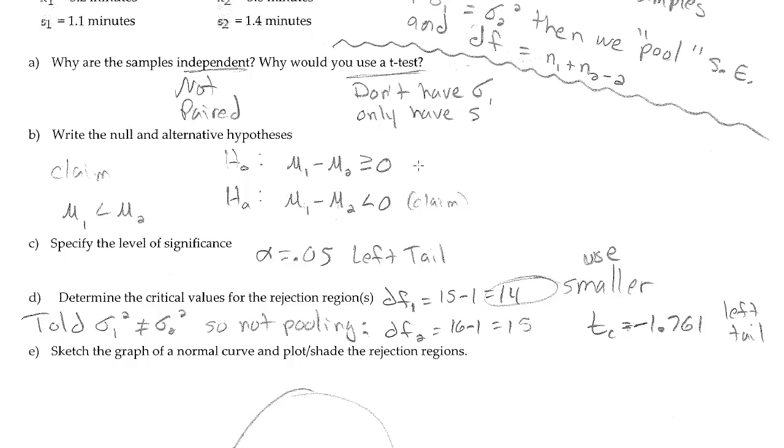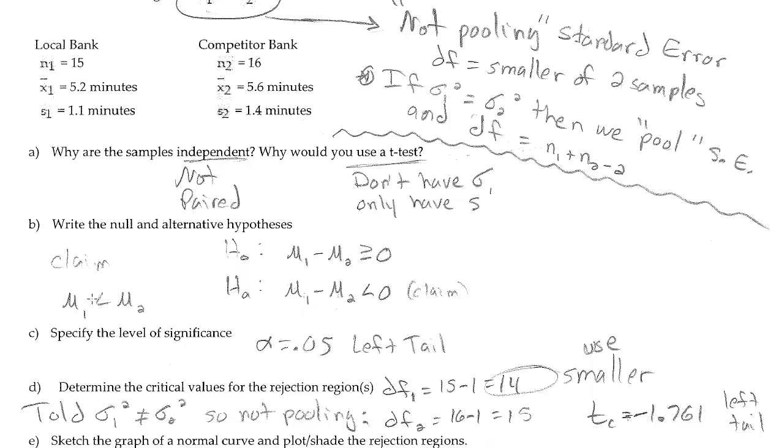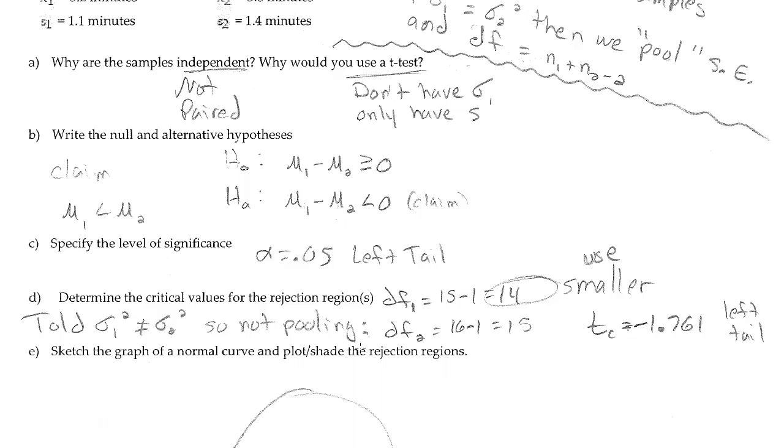All right, so back to the problem. The claim in the problem is that the local bank's wait times are lower than the competitor's. So the way this is structured, here's the local bank, here's the competitor bank. So we're looking at the mean of the local bank being less than the competitor bank. So we have the mean of sample 1 less than the mean of sample 2. Excuse me, these are population means that we're going to be making inferences on based on our samples. Because there's no equality here, that goes into the alternative. There's my claim. And then the greater than or equal to is the null statement. So this gives us a left tail test, and we want our level of significance all in the left tail.